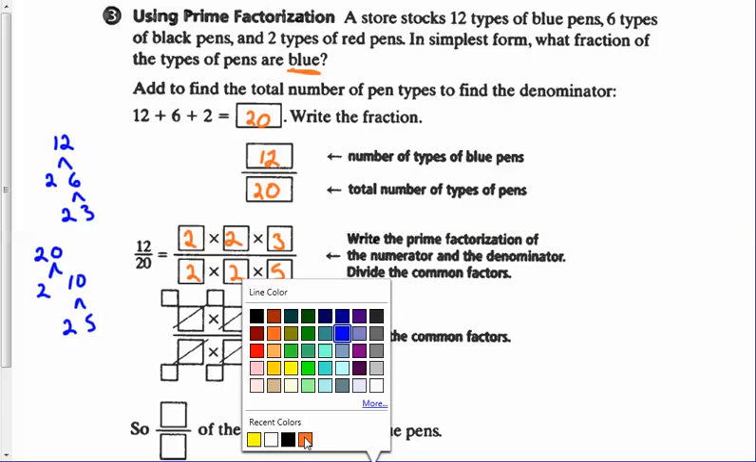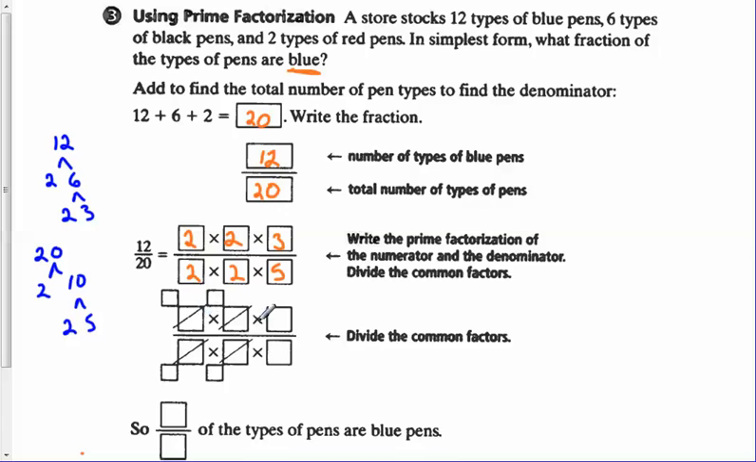Getting back to our problem, we now have to divide to simplify this. So 2, 2, and 3 over 2, 2, and 5. We need to simplify this. We can cancel these out. If I have a number in the numerator and also in the denominator, they cancel each other out. So that's why we have these scratch marks already. This 2 and this 2 cancel each other out, so we get 1 in both numerator and denominator. And these 2 cancel each other out, so we get a 1 in our numerator and denominator here as well. So 3/5 of the types of pens are blue.